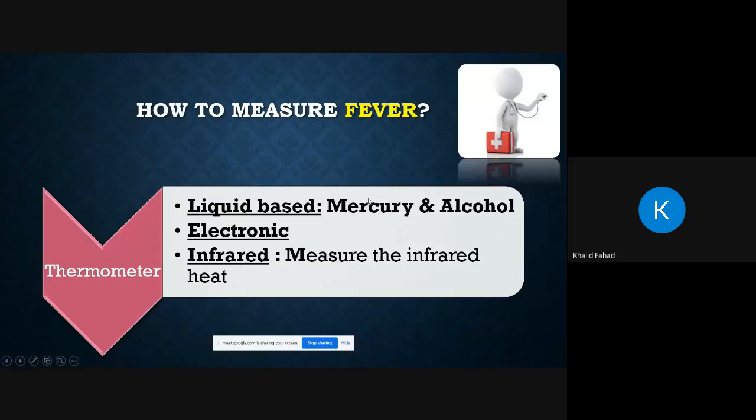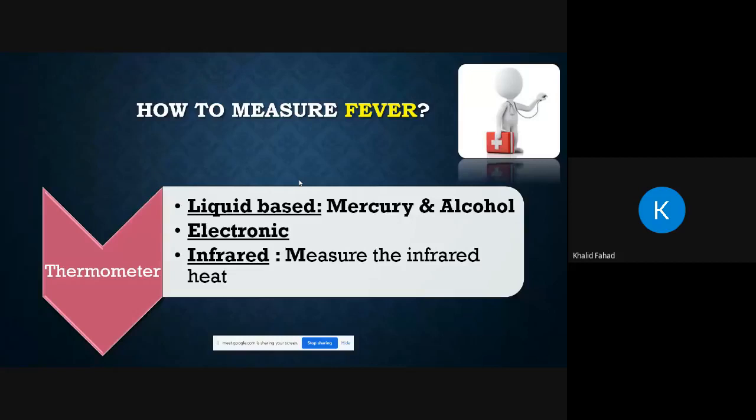The electronic or the digital type, which is commonly found in the market nowadays, used in healthcare or outside healthcare settings, and the infrared, which usually measures the infrared heat produced by the body. So these are the types of thermometer commonly used to measure the temperature of the body: liquid-based, electronic, and infrared.